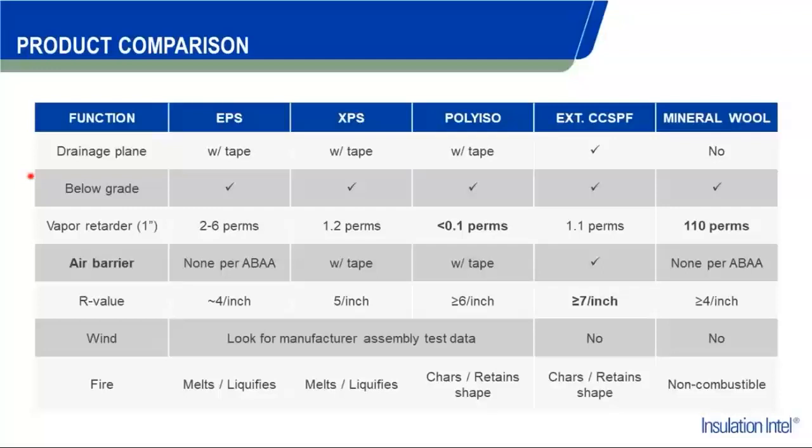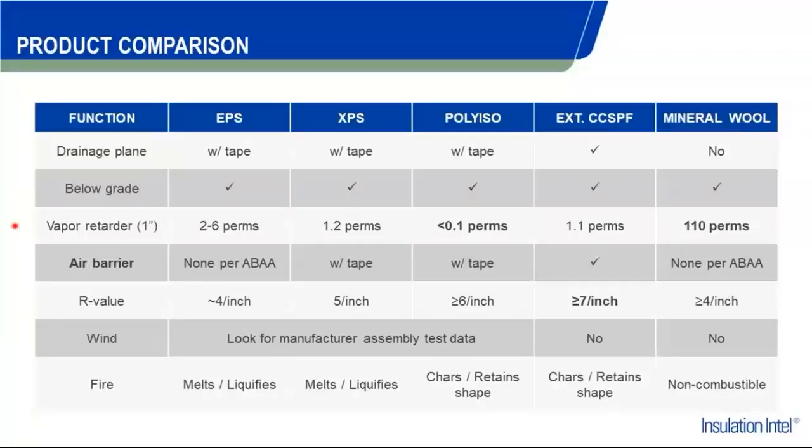It won't absorb moisture, but if moisture were to touch or saturate mineral wool, it would typically bead up and run down, or if it does saturate and penetrate the outside layer, it typically drains pretty easily and dries out relatively quickly. All the materials are acceptable to be used below grade. In the vapor retarder comparison, this is a 1-inch scenario.